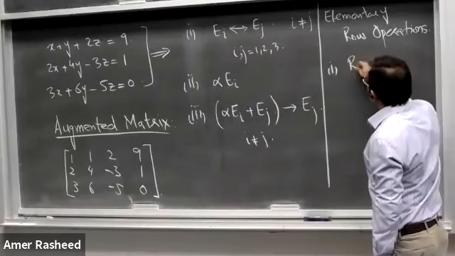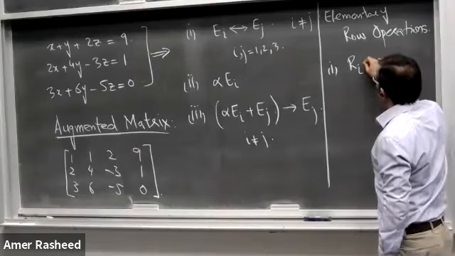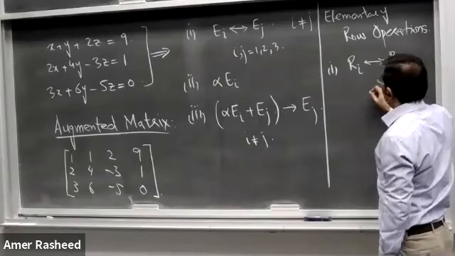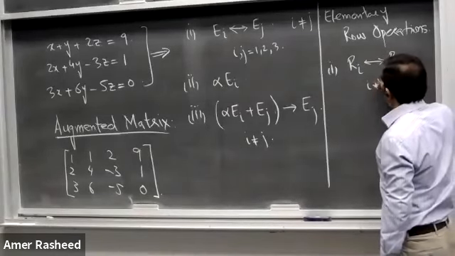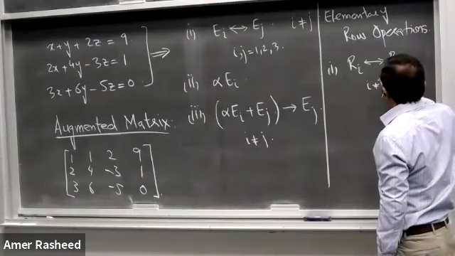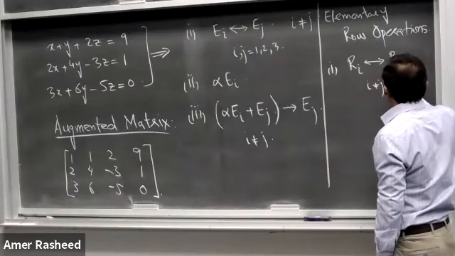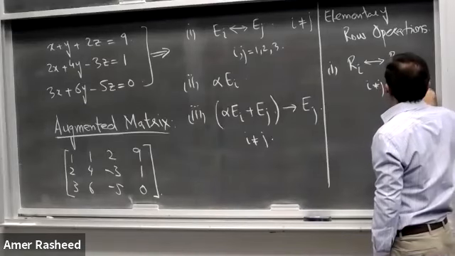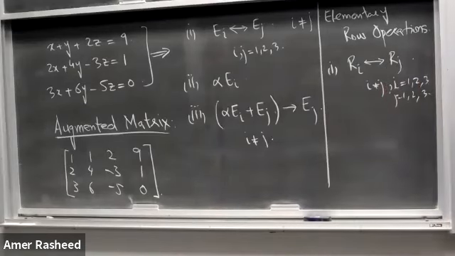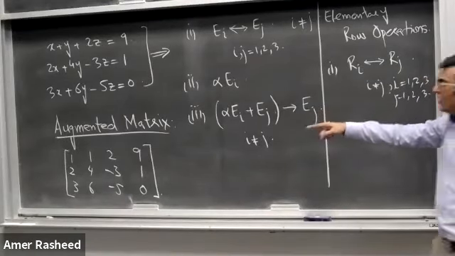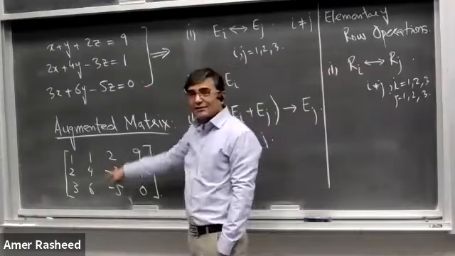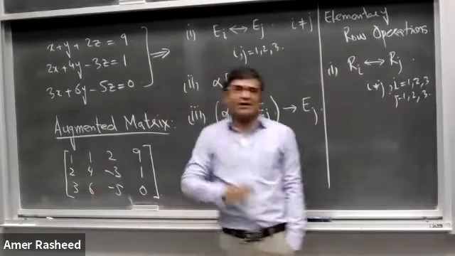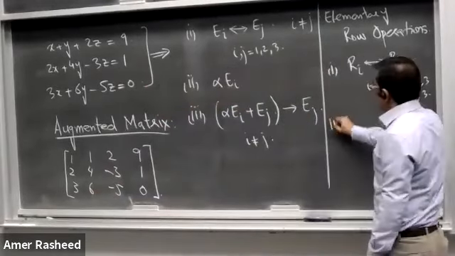So we can say that row I can be interchanged with some row J, where I is not equal to J, and I is equal to 1 to 3, J is equal to 1, 2, 3. Okay. Now this is the first row operation which is allowed in order to solve that linear system by using this augmented matrix. This is the first row operation.